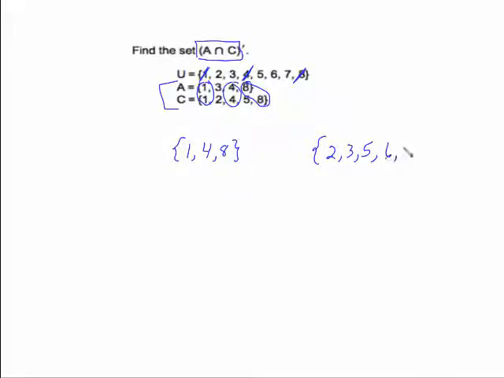A intersect C not, so I must start with A intersect C. So looking at these two, the intersection of A and C would be 1, 4, 8. So it's 1, 4, 8. I need the complement of 1, 4, 8, which means I need to cross out 1, 4, 8. And my solution then is what's remaining, 2, 3, 5, 6, 7. There's our solution.